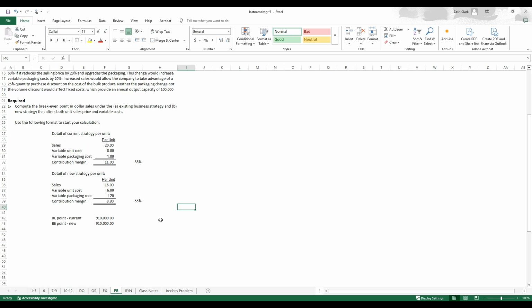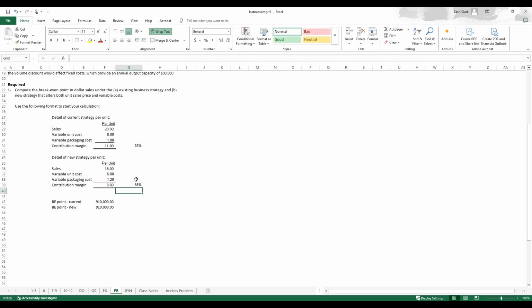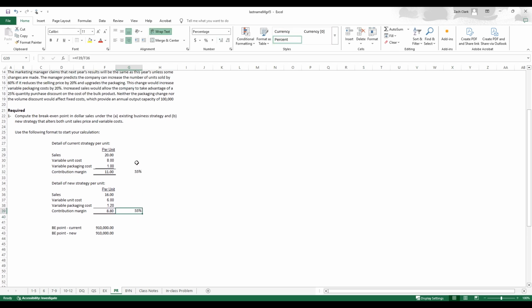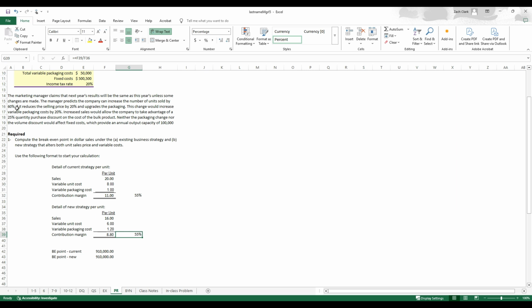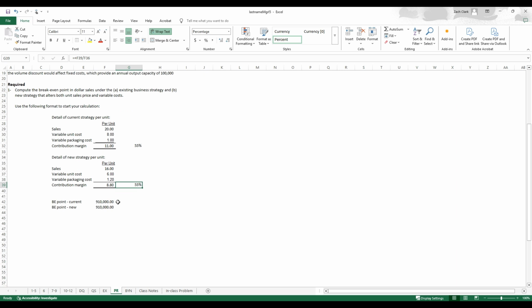So let's see. Okay, so we're getting less contribution margin per unit, but we can reduce some of our costs, so we still come out with the same contribution margin ratio. But now the biggest change that we're saying is that we can increase the number of units sold by 60%. So that's a pretty big difference there. So now let's take a look at that.